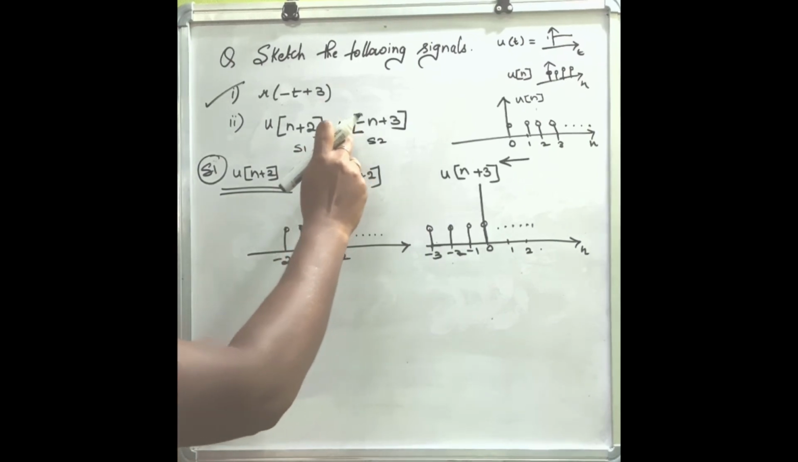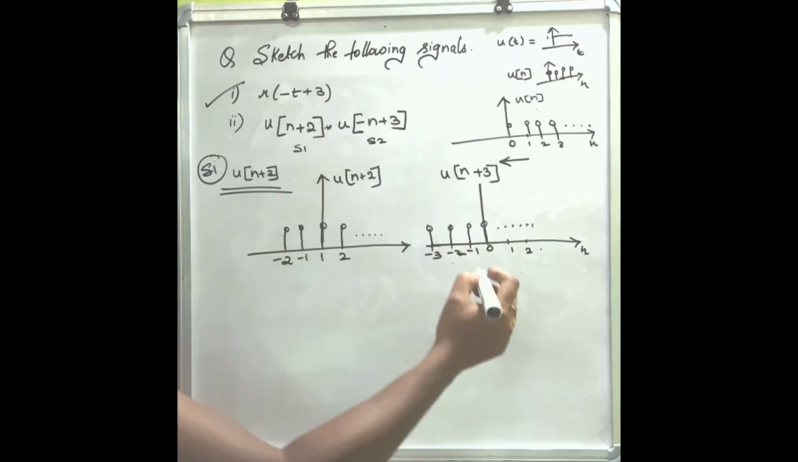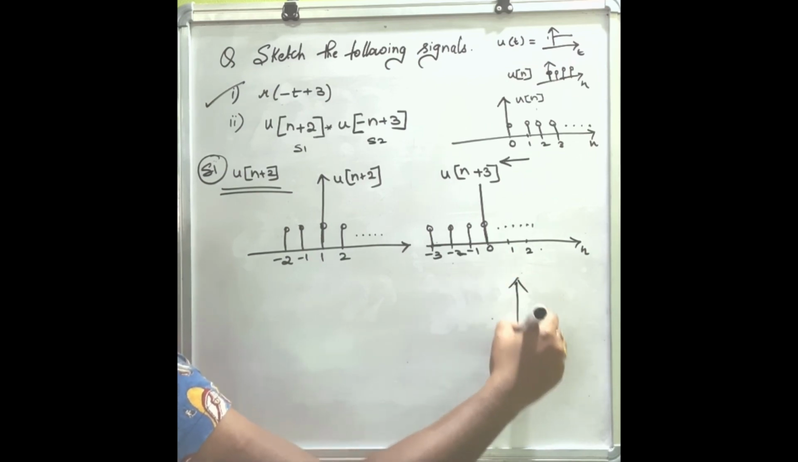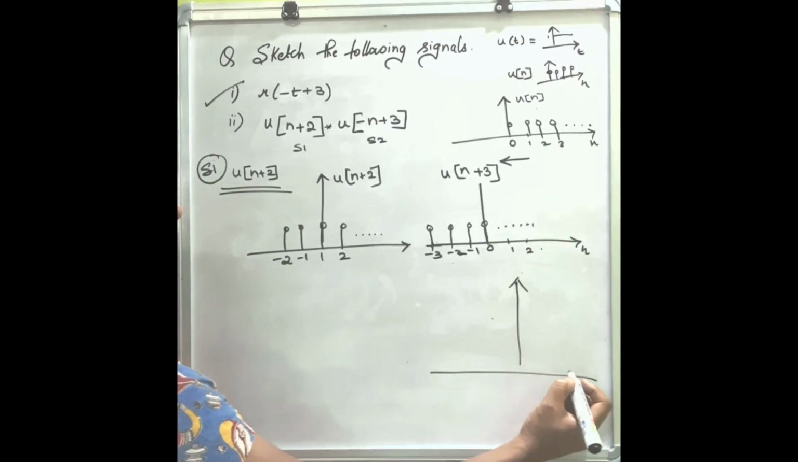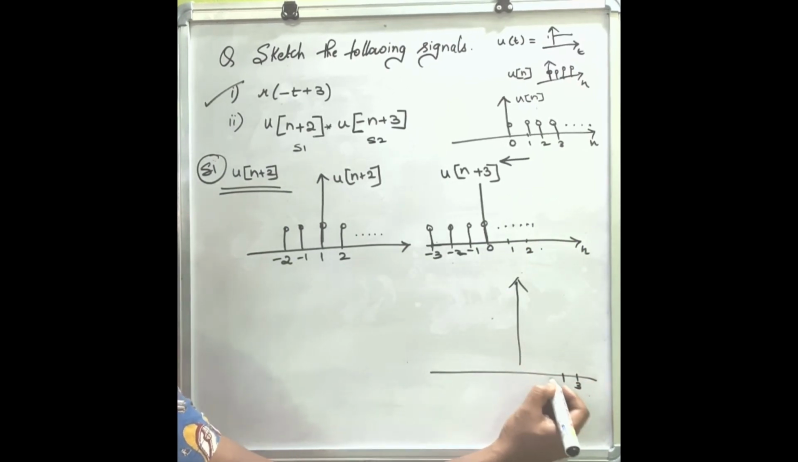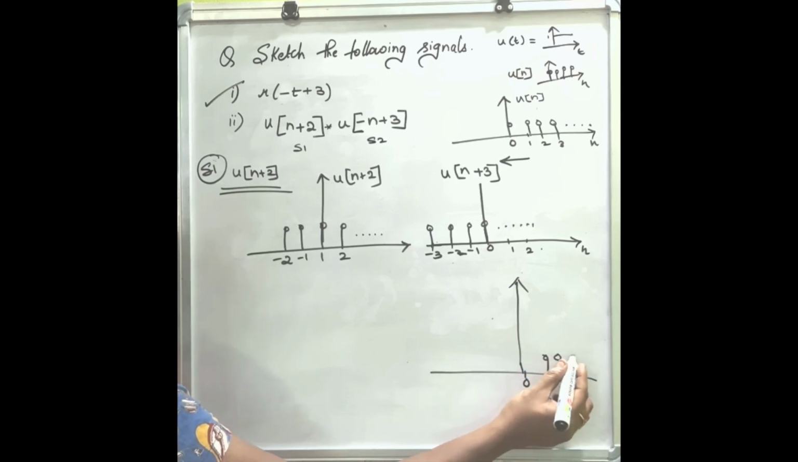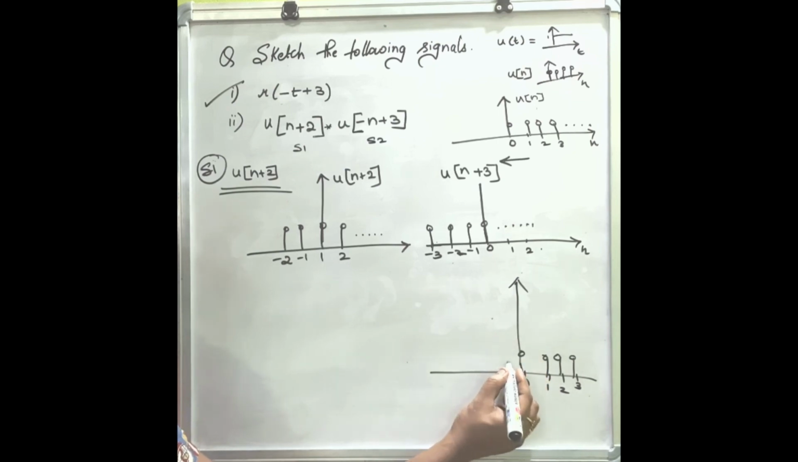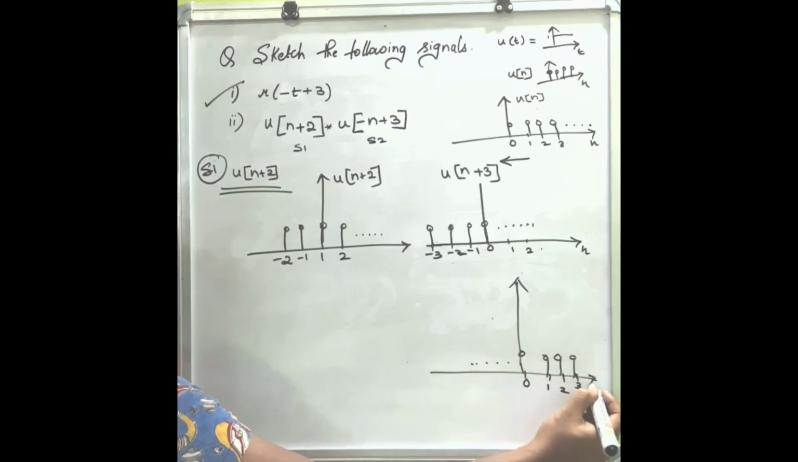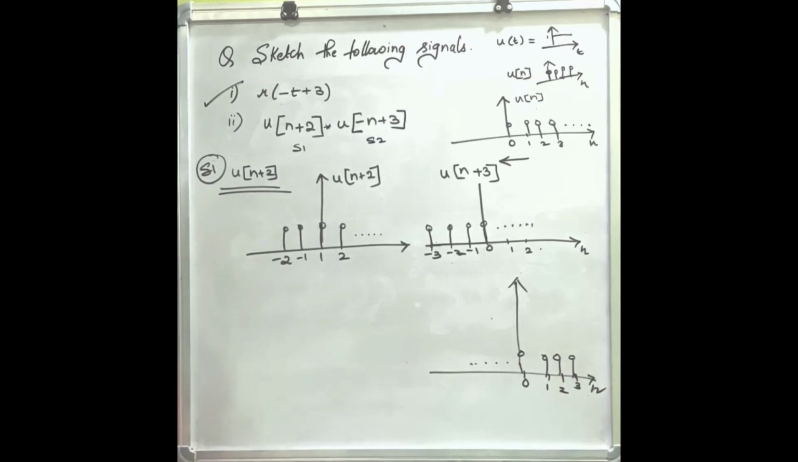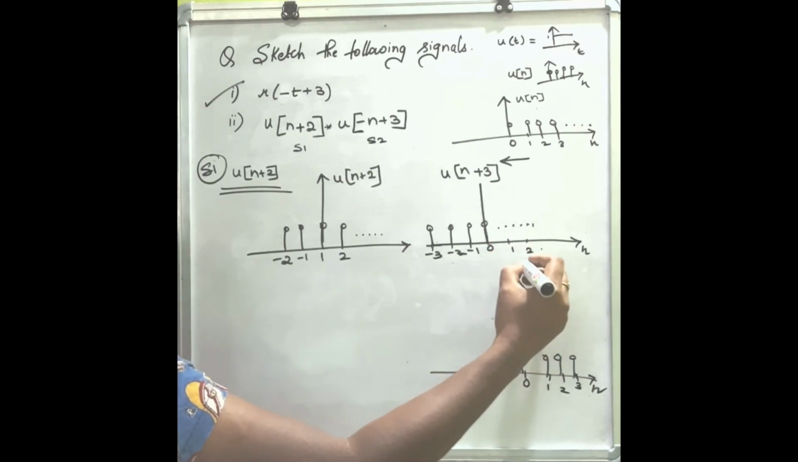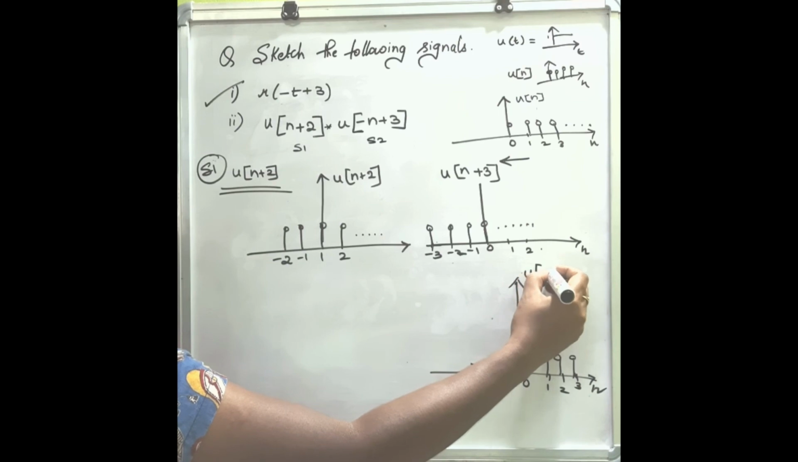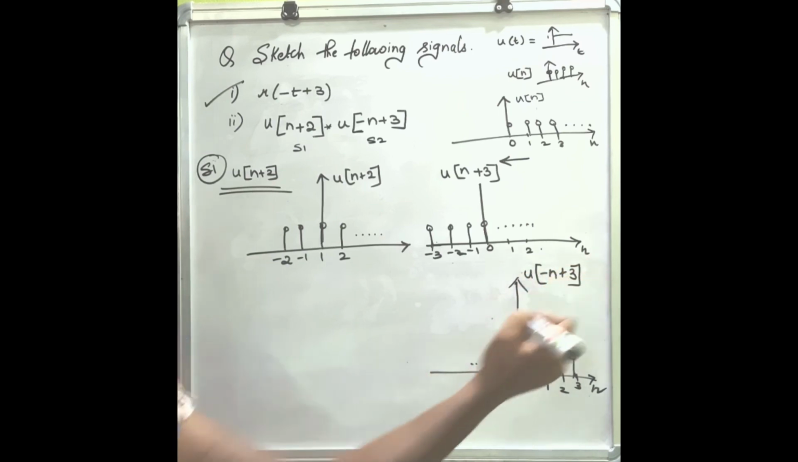Then they have asked you to do u of minus n. We'll do it here. When you say minus n, from minus 3 it will go to plus 3. This is nothing but time reversal. This is n. Okay, so you have reversed the signal. So what will be on your x-axis? It will be u of minus n plus 3.